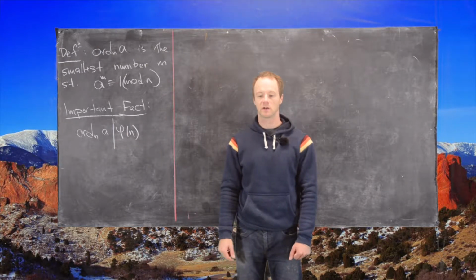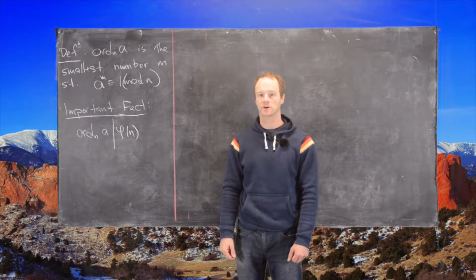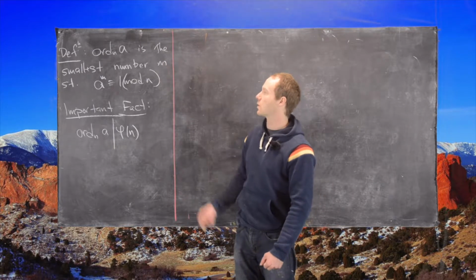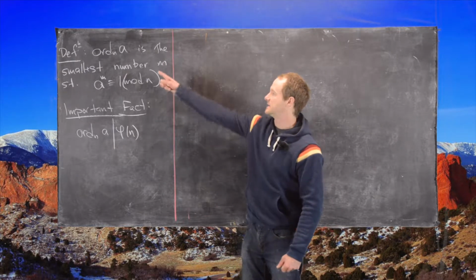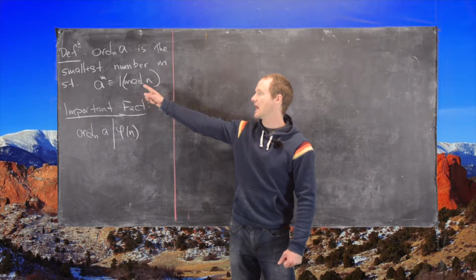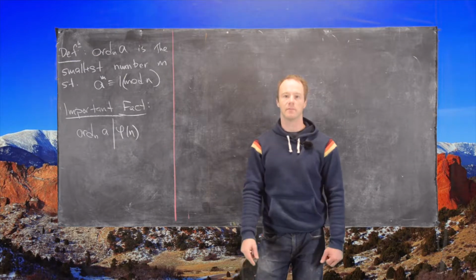Okay, in this video we're going to look at some examples of finding the orders of some elements modulo n. So let's recall that the order of a mod n is the smallest number m, where we take m to be a natural number, such that a to the m is congruent to 1 mod n.